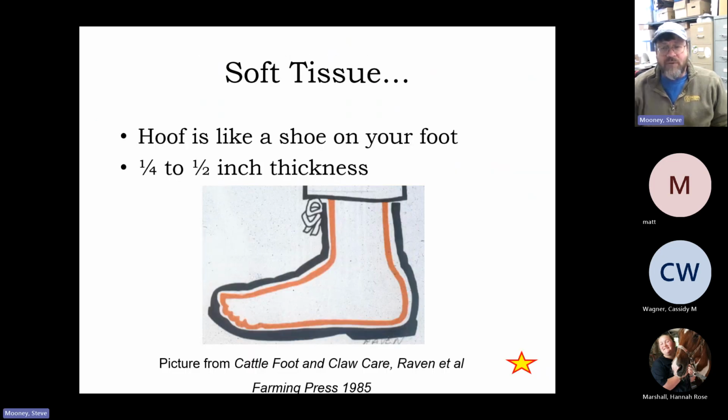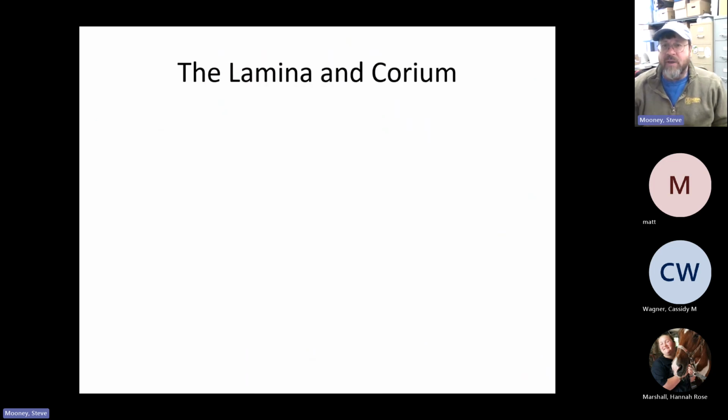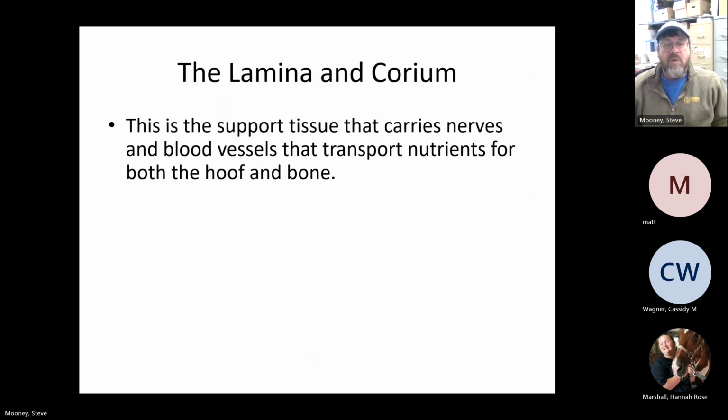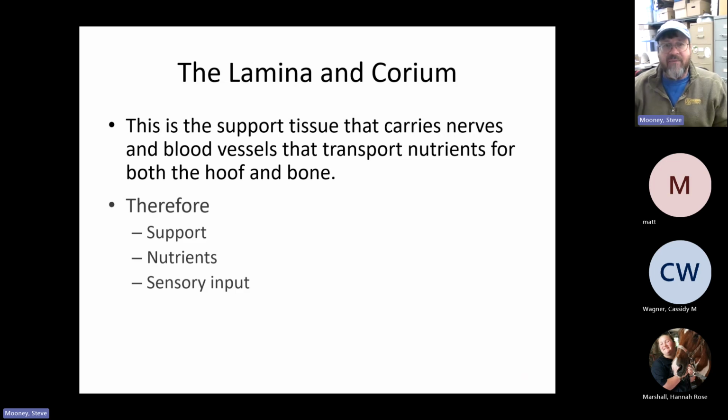Okay, so soft tissue. Again, we're talking about that red line. It's basically the skin that we stick inside a boot. So the lamina or corium is a soft support tissue that carries the nerves, the blood vessels, and transports the nutrients both to the hoof and to the bone. So we have this space between a hard hoof and the hard bone where everything moves and is transported through. We have our blood vessels, we have our nerves, and we have our nutrition.